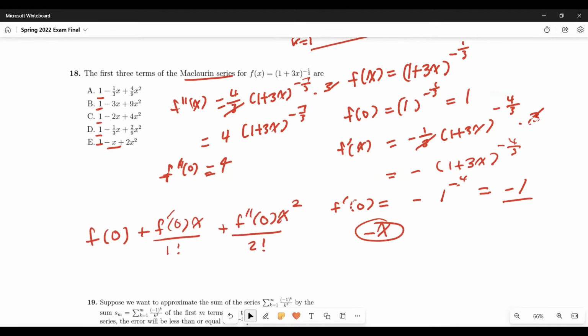Which is why in our case we're gonna have not 4 but 2. So 4 over 2 factorial is 2. That's why this becomes 2x squared, which is why option E is the answer, as we expected.